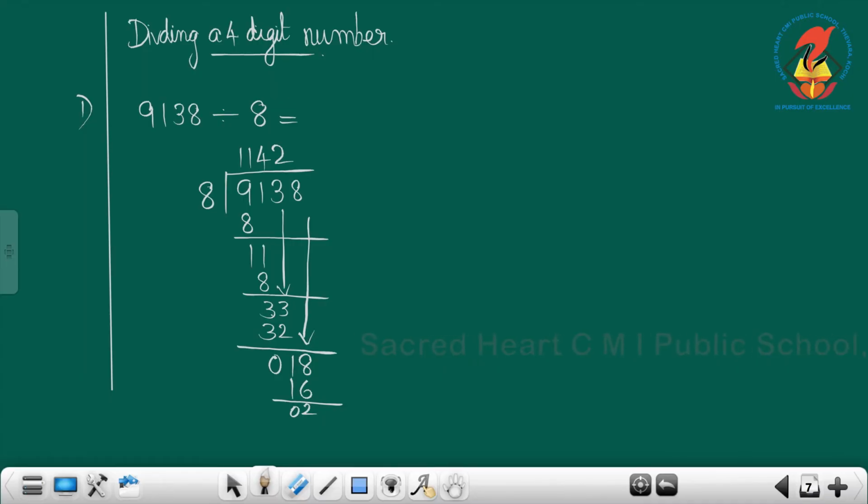Here 1 minus 1 is 0. You can stop. Here there is no digit. We can stop it here. So we can check the answer. Is this correct or wrong? We can check the answer. Checking.